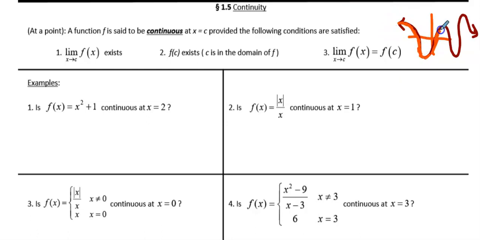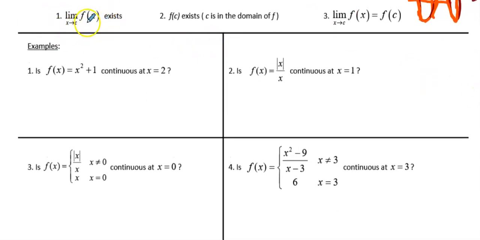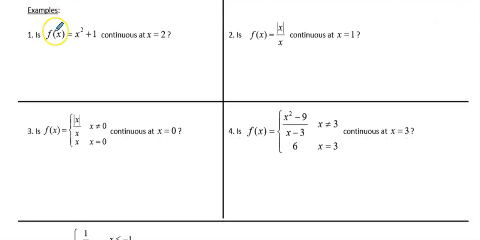All right, we're going to talk about types of discontinuity in a little bit of time. Hopefully you guys can kind of already figure out the types of discontinuity. There are 4, but in calculus we really just talk about 3 of them. All right, so let's go ahead and do, okay, how do we prove it using calculus? So again, remember, these are our 3 conditions. The limit has to exist. The f of c value has to exist or be defined, and then they have to both be equal to each other. So looking at this problem, it says, is f of x equals x squared plus 1 continuous at x equals 2?